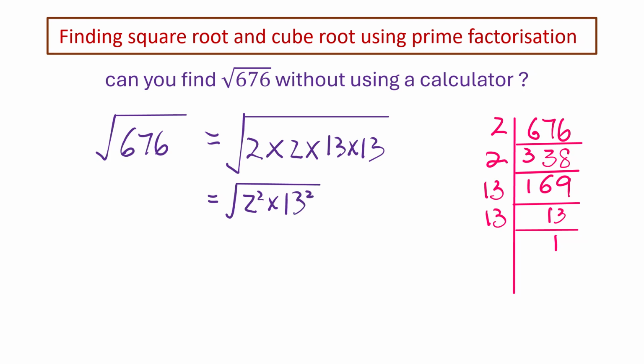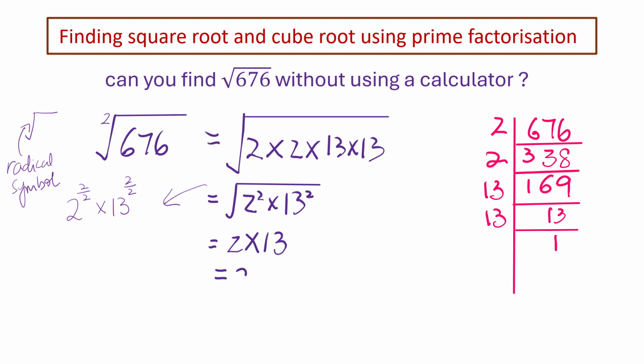So the square root of 2 squared times 13 squared equals 2 times 13. One way to look at it is to take the index 2 and divide by 2. Finding the square root means there's a little number 2 outside the radical symbol. This is called the radical symbol. Usually we don't put the 2 there. So 2 over 2 times 13 over 2, you end up getting 2 times 13, which gives you 26.